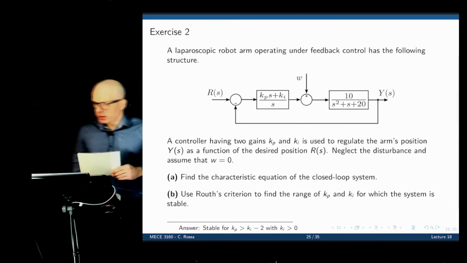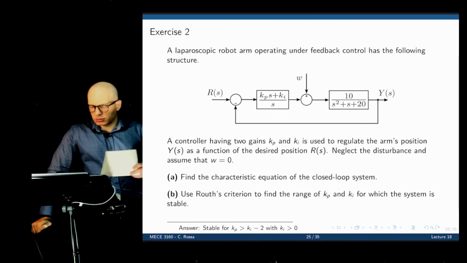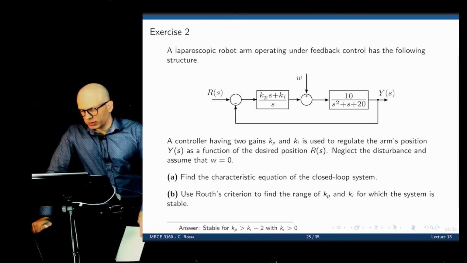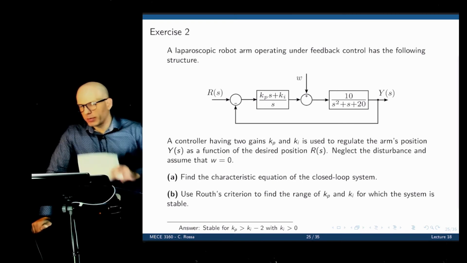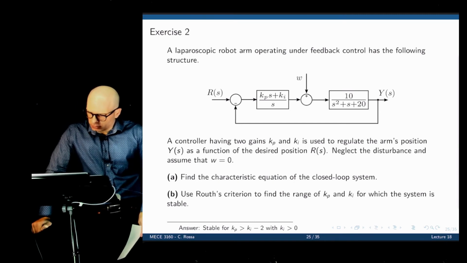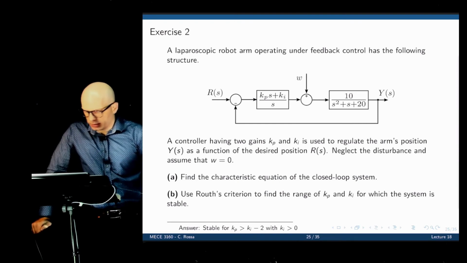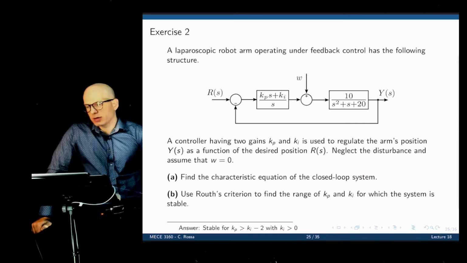So here we have a laparoscopic arm that operates under feedback control on the patient, and this is the controller that was developed for it. We know what omega going down is. That's the disturbance that we're going to neglect. And this controller has 2 gains, Kp and Ki, and they are used to regulate the arm's position. We'll see how to derive that later and what Kp and Ki do. So you're doing position control, neglecting the disturbance, and with this controller, we want to know the limits of stability as a function of Kp and Ki.